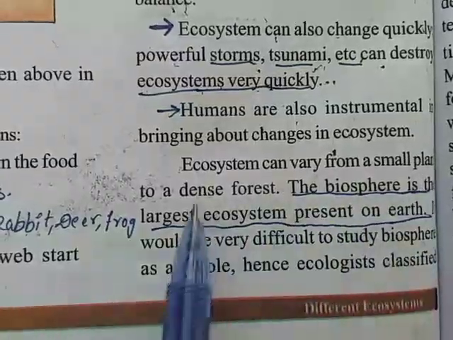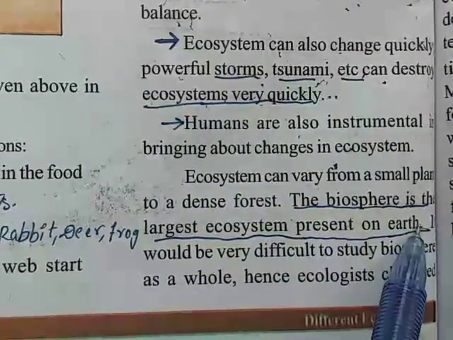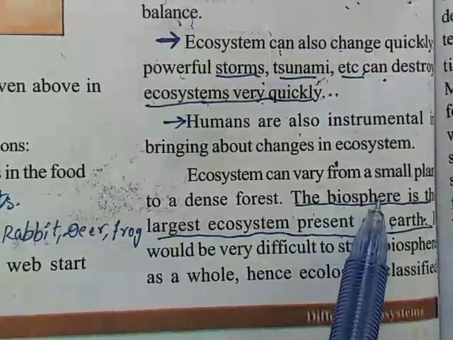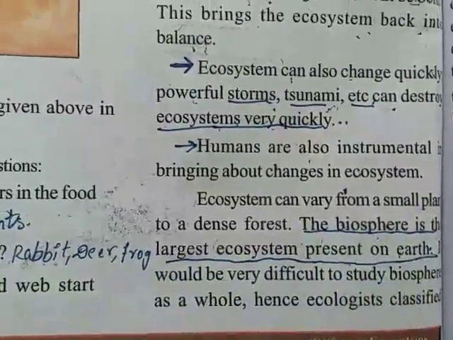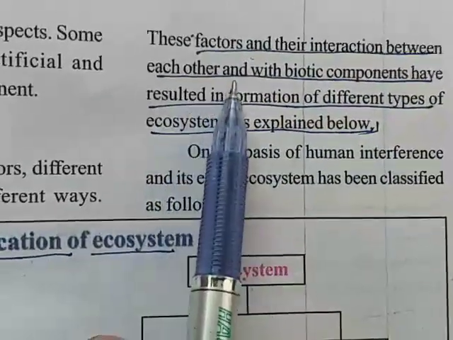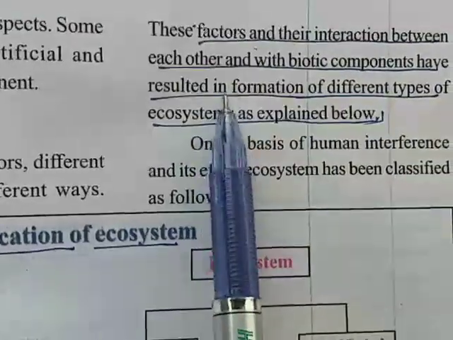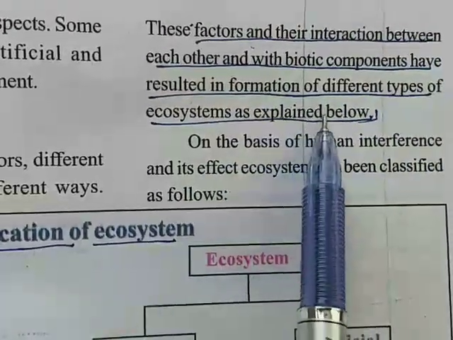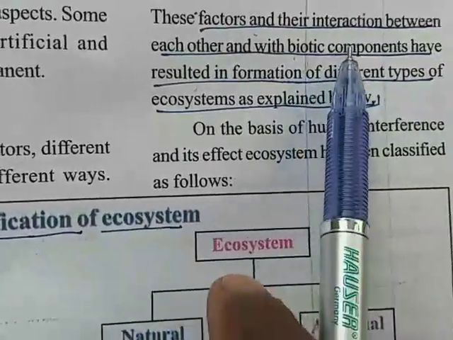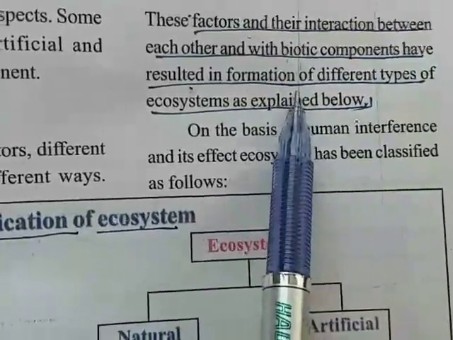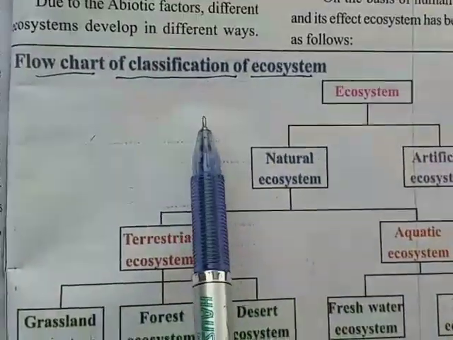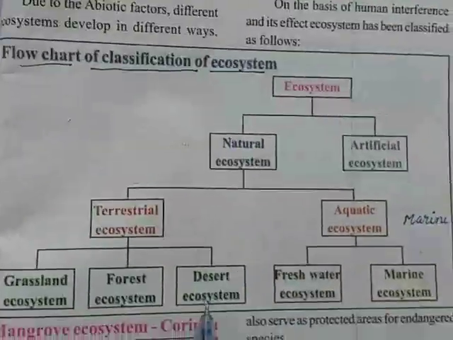Next, the biosphere is the largest ecosystem present on the earth. What do you know about the largest ecosystem on the earth? The biosphere. In an ecosystem, the factors and their interaction with each other and with biotic components have resulted in the formation of different types of ecosystems, as explained below. Biotic and abiotic components are interdependent on one another. Here we are going to observe an ecosystem and its types, the flowchart and classification of an ecosystem.